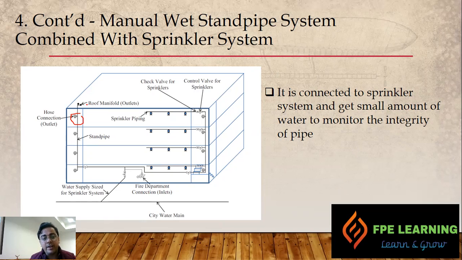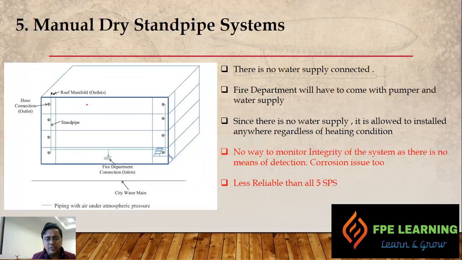So this is a means of monitoring the integrity of the piping, right? The last one, but this is very less reliable, is the manual dry standpipe system. There is no water supply connected to that one. The fire department will have to come with their pumper and water supply, and since there is no water supply, it can be installed anywhere regardless of the heating temperature and all.